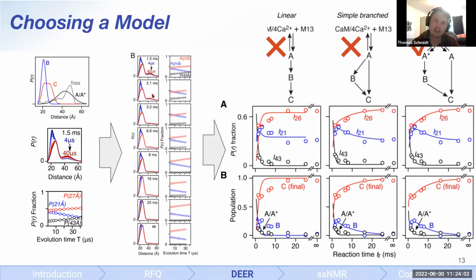And now if we do that for a bunch of different reaction time coordinates, so 1.5 to 25 milliseconds plus an infinite time point, we can fit a simple linear model, a simple branch model, or an advanced branch model to it.